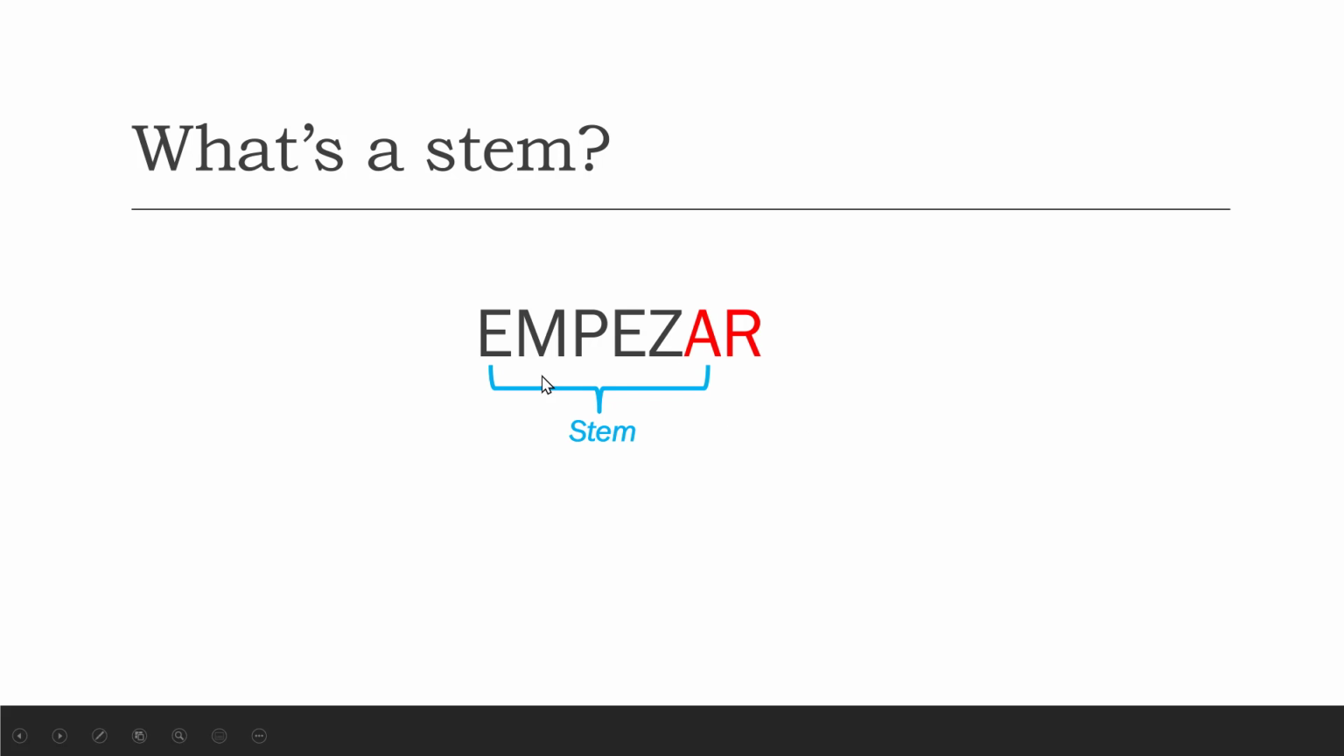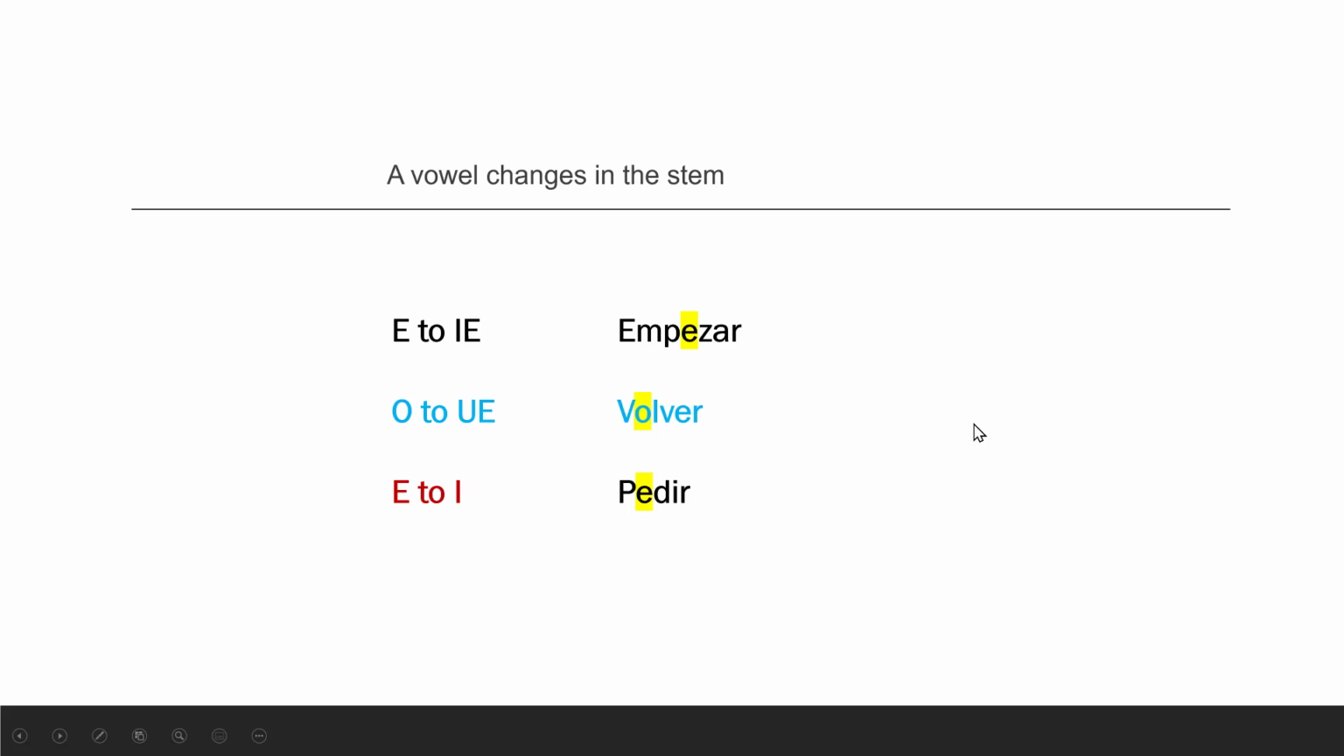For example, in the case that we have on our screen, empezar, empez would be the stem. And when we say stem changing, that means that in addition to changing the endings whenever we conjugate, we're also going to be changing something in the stem. Specifically what? The vowel. There's really going to be 3 groups of stem changing verbs.